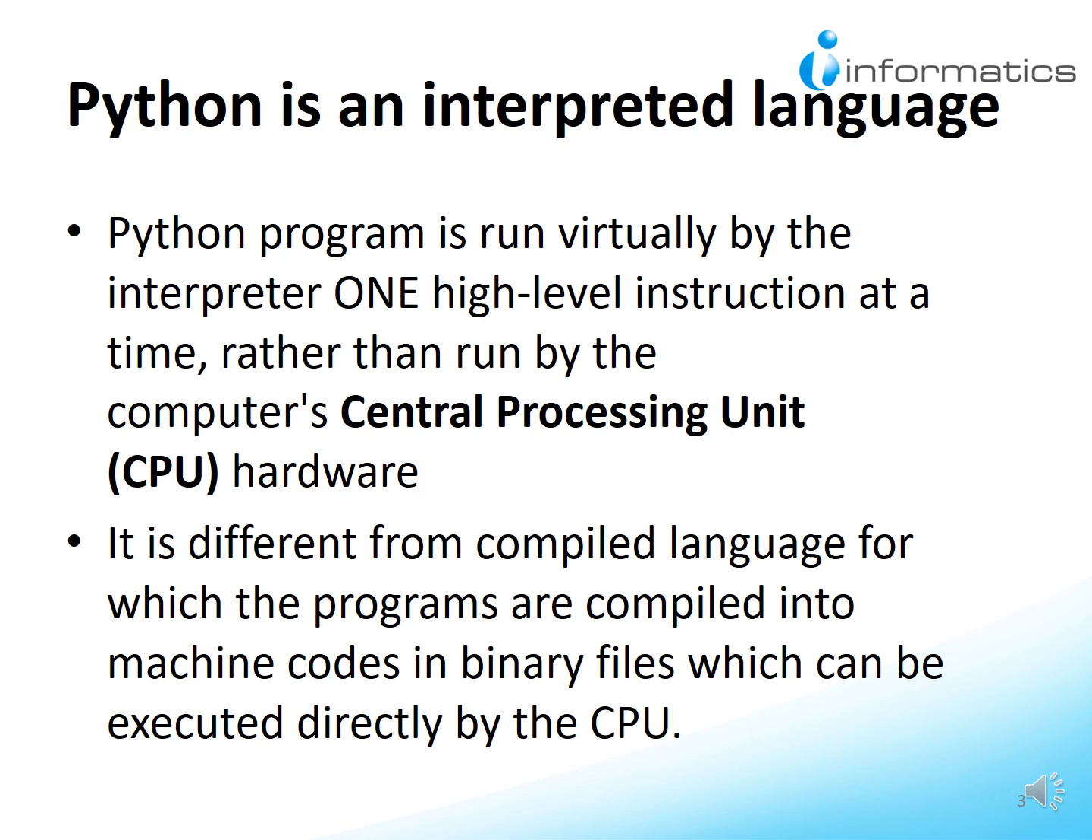Python is relatively easy to learn because it is an interpreted language. Interpreted in the sense that a Python program will be run by software, one instruction at a time, rather than run by the computer hardware, the CPU, Central Processing Unit. So, an interpreted language is different from a compiled language, such as C, Java, C#. In those languages, programs are compiled into machine code first.